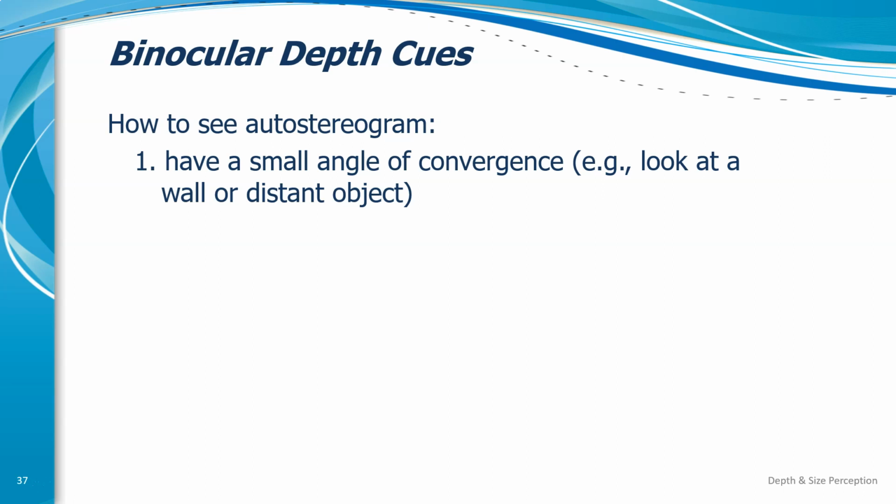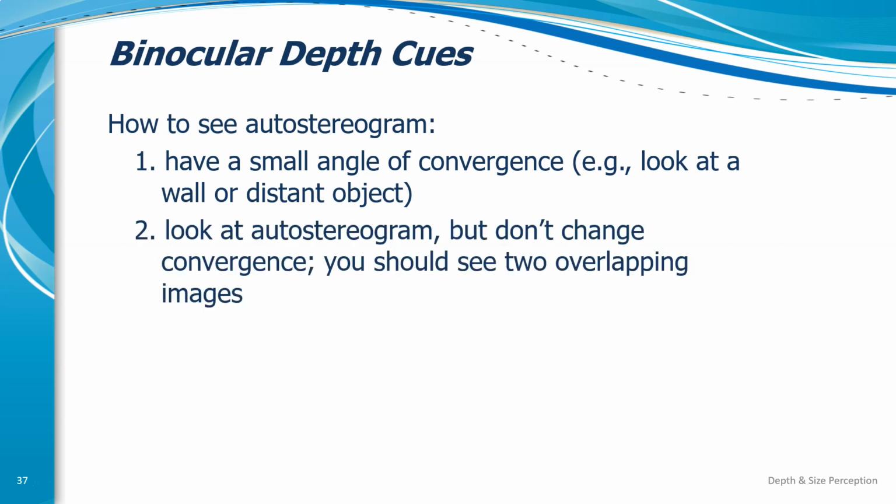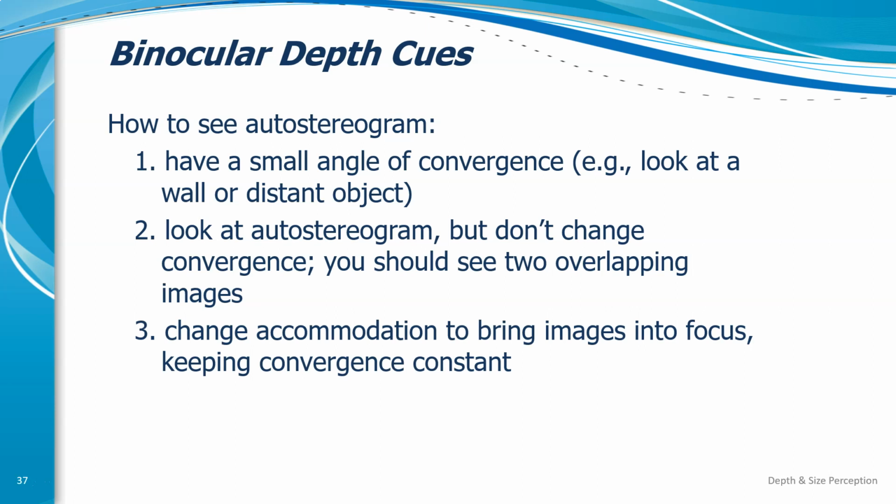Some people can't do it, and they just can't do this step. If you can't do this, don't feel badly. You're not missing out on a lot. Now, if you do it properly, you will see two overlapping images. This is kind of like focusing on the computer screen, holding up your finger and seeing two fingers. They might be a bit fuzzy, so what you have to do is try to change your accommodation of your lens without changing your convergence.